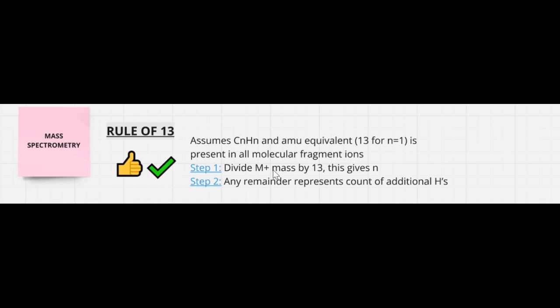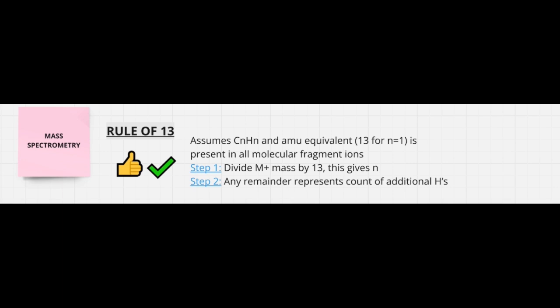As illustrated in this slide, the first step in this rule of 13 is that the molecular mass we are given, the M plus peak, will be a certain whole number. It may be 30, 40, 56, 78, any number. That will be given to us, and we will divide that mass by 13. The first step is dividing M plus by 13. That gives us the n value. What is n? n is basically the number of hydrogens and carbons.